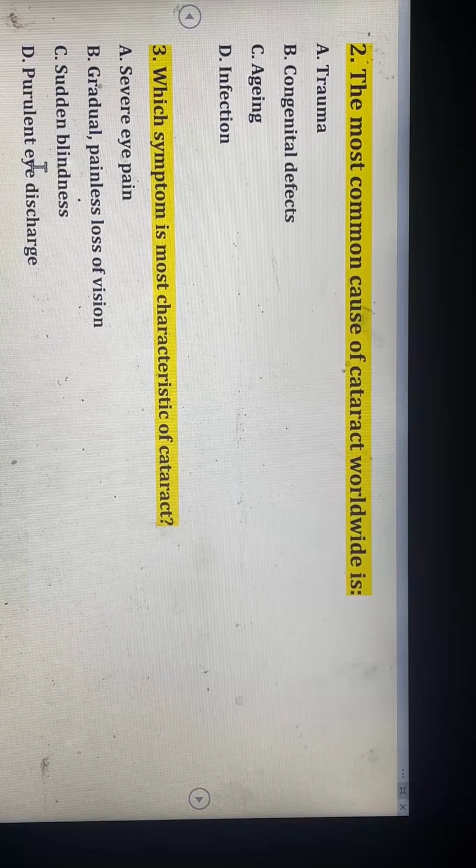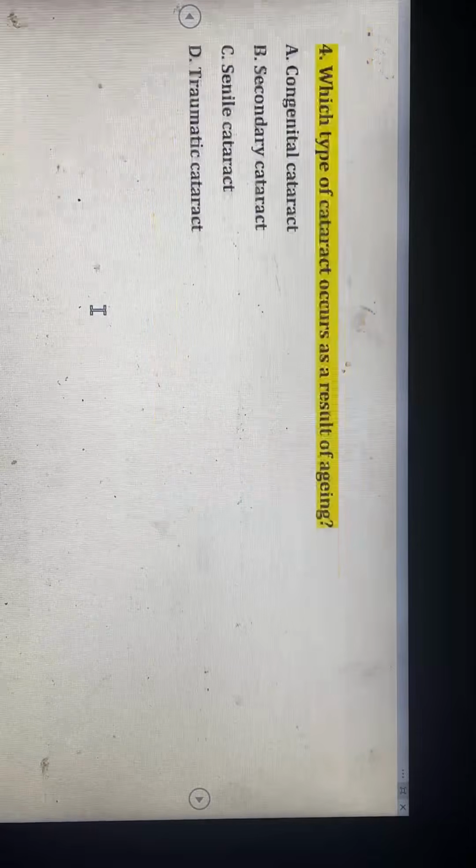I'm impressed with all the students. Now, if you choose D, you are wrong. If you choose C, you are wrong. If you choose A, you are wrong. The correct answer is what? B. B is the correct answer. Cataract is gradual, painless loss of vision. So B is correct.